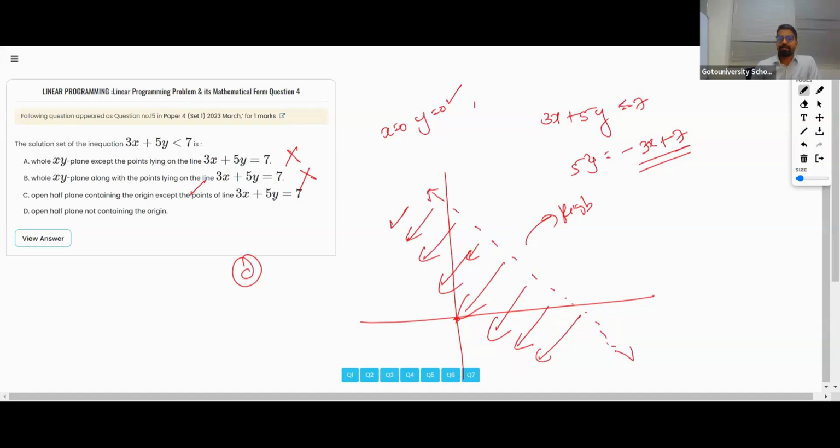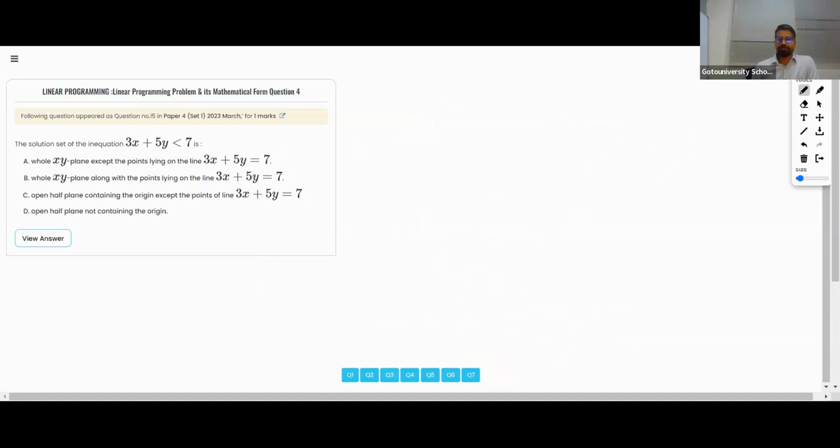Half of the plane containing the origin except the points on the line. Yeah, this half. There are two halves, right? One is containing the origin, one is not containing the origin. So this half is correct, containing the origin, along with excluding the line. So the answer is option C. Okay, I hope this is making sense for you now, right? Slowly. Okay, let's go for the next question.